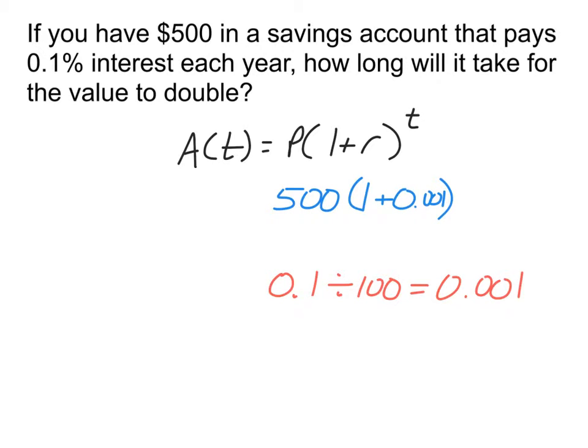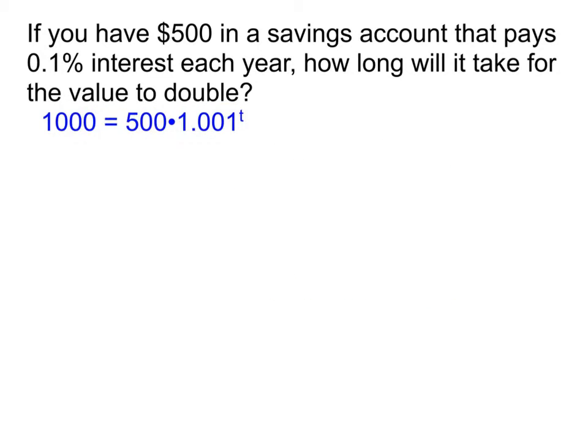Now, as you first wrote the equation, you might have thought, but that seems way too small. Yeah, well, it's only 0.1%. Don't expect big things here. And we don't know t, but we do know what A is. A is our final amount. Now, what amount are we trying to reach in this problem? 1,000, yeah. And notice it doesn't say 1,000, but it does say how long will it take for the value to double. So if it started at 500, it doubles. That means we're targeting 1,000.